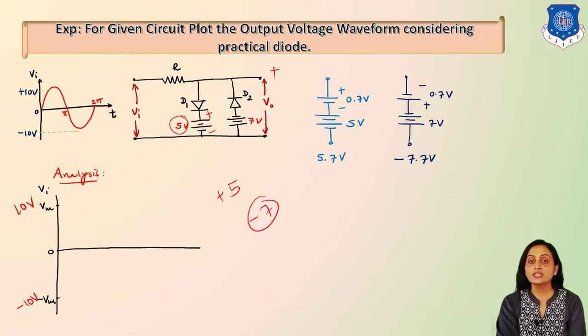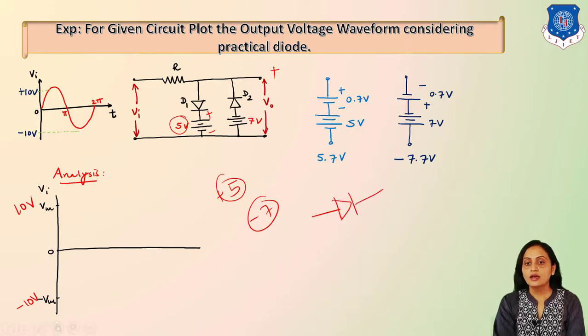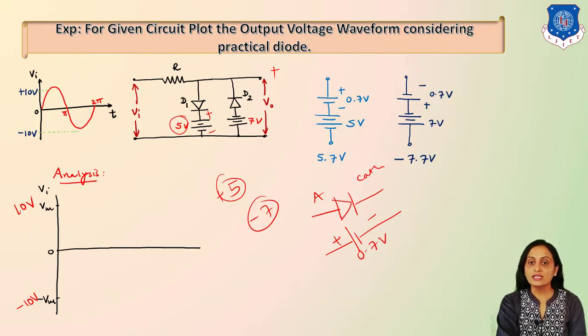But when we consider the practical diode, we have to consider the voltage drop across the diode, and that we will plot by the equivalent circuit when the diode is on. That we can draw like this. If this is the anode terminal and this is the cathode terminal, then a plus-minus 0.7 volt battery has to be kept in place of the diode. So that is shown over here. D1 is replaced with a battery of 0.7, such that the plus side is connected towards the anode and the minus is connected towards the cathode.